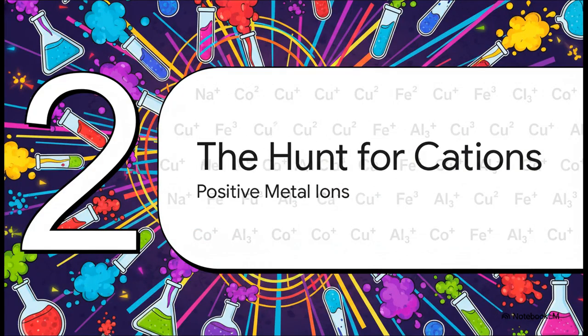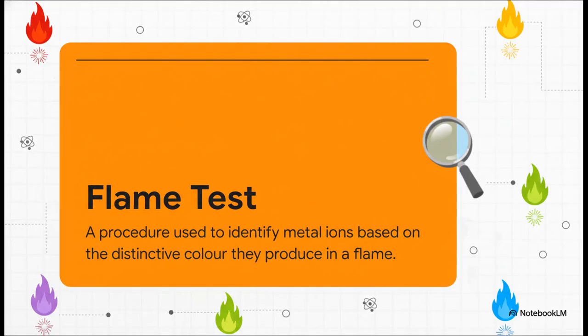Our investigation always starts with the cations. Those are the positive metal ions. And the good news is, these guys often leave behind some really obvious clues. I'm talking bright, dramatic colors. And our first tool for this job is one of the coolest looking tests in chemistry. It's called the flame test. And honestly, it's pretty much what it sounds like. You take a little bit of your compound, you stick it in a flame, and the metal ion inside burns with its own unique signature color. It's basically like a firework fingerprint for that specific metal.